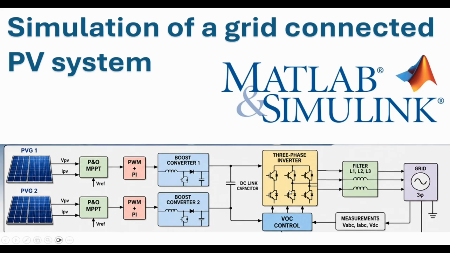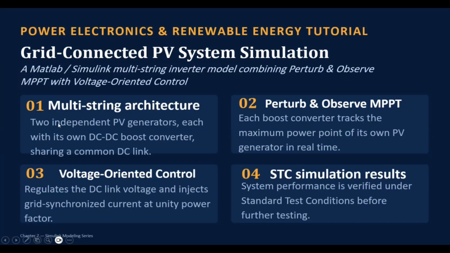Here is what we will cover in this video. First, we will look at the overall structure of the model, including the two photovoltaic generators, the two boost converters, and the grid-side inverter. Second, we will explain how the Perturb and Observe algorithm is used to track the maximum power point of each photovoltaic generator by continuously adjusting the duty cycle of its boost converter.